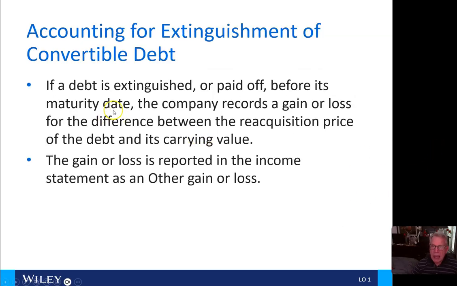Okay, if the debt is extinguished, a lovely academic term, or paid off before its maturity date, the company records a gain or loss from the difference between the reacquisition price of the debt and its carrying value. Pretty straightforward there, I think. The gain or loss is reported in the income statement as other gains or losses.